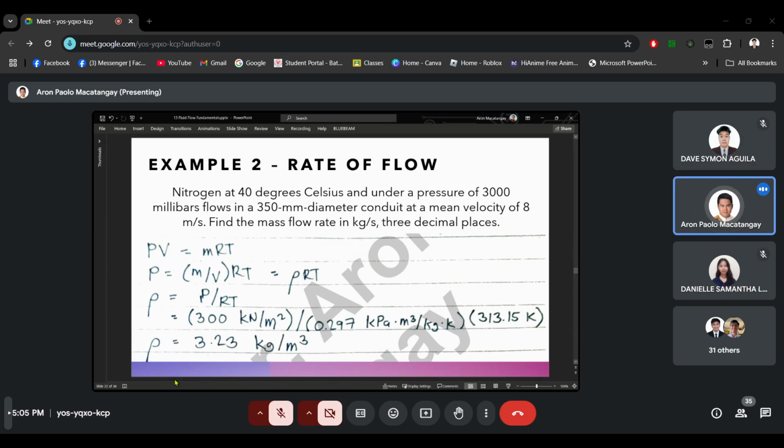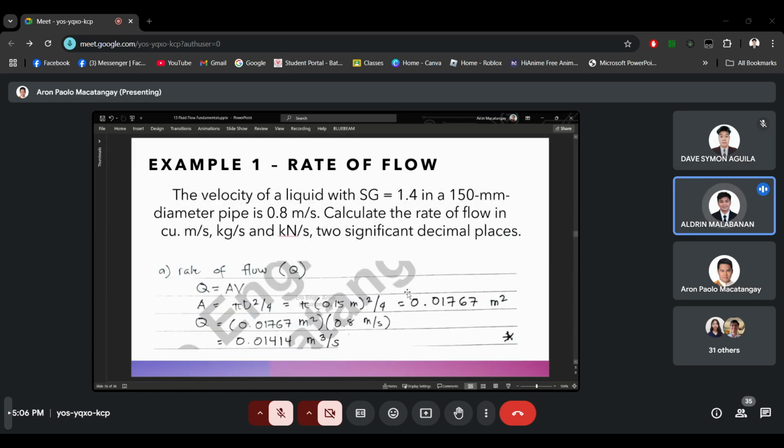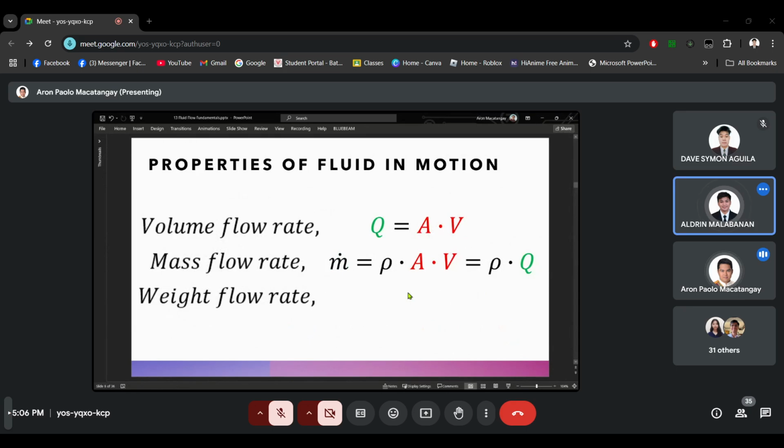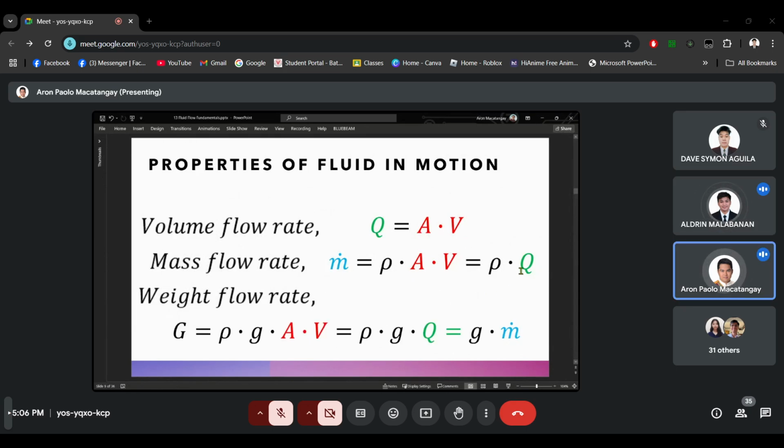Sino? Aldrin. Nandiyan ka pa, Aldrin? Do you want to continue? Yes po. So may density na tayo. So how do we get the mass flow rate? Mass flow rate po, ano po? Ang formula po ng mass flow rate ay rho AV, or rho times Q, mass flow rate. However, for our case, wala naman tayong Q na given. So we can use rho AV. We have the rho na. We have the V. So we only need to get the A.